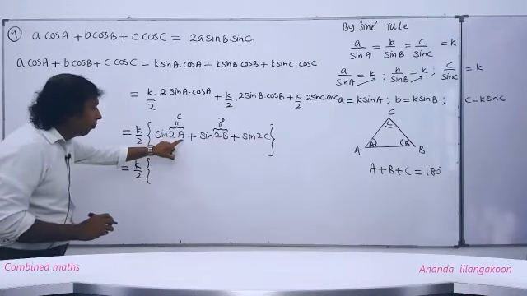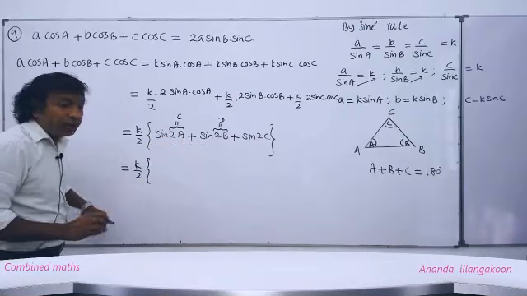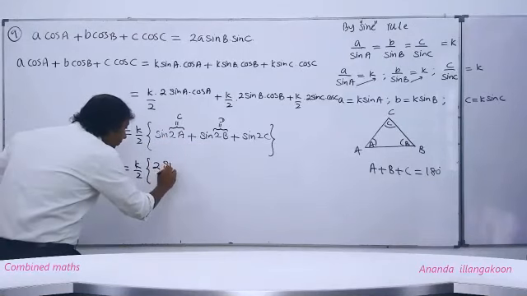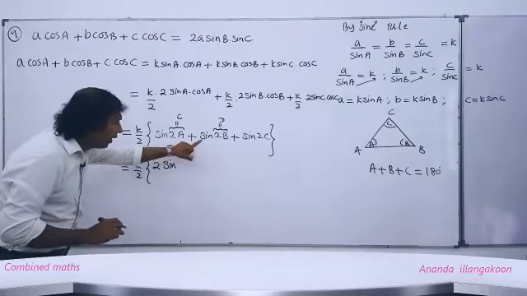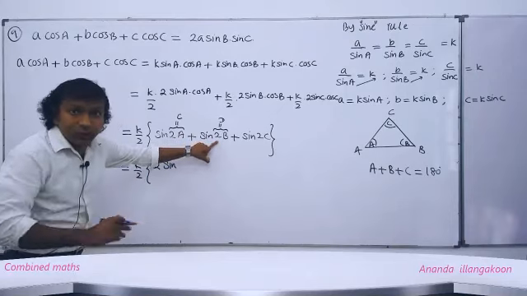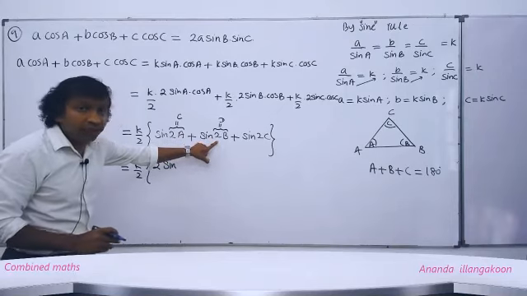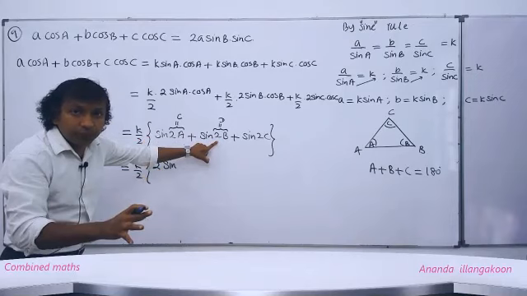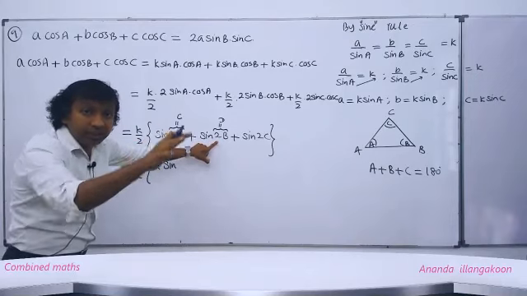Sin C plus sin B. What is that? 2 sin of the sum of these two angles, divided by 2. You know the sin C plus sin B formula: 2 sin (C plus B)/2 into cos (C minus B)/2.